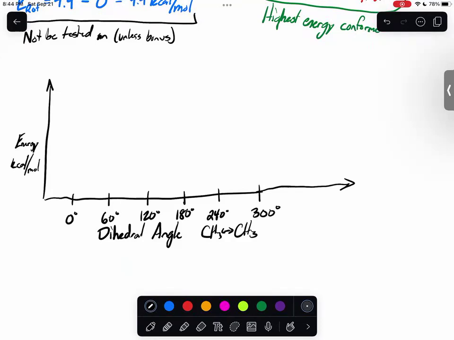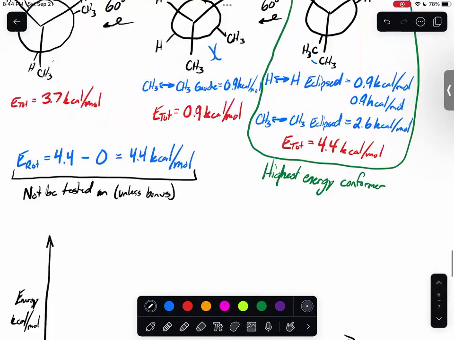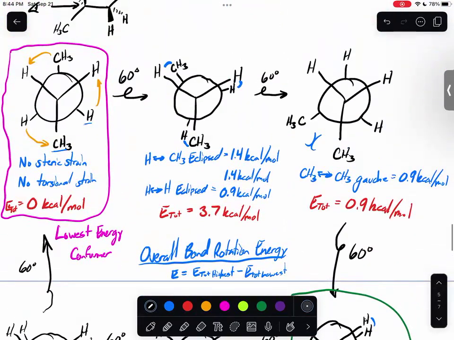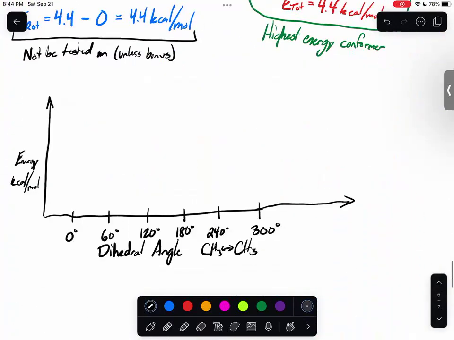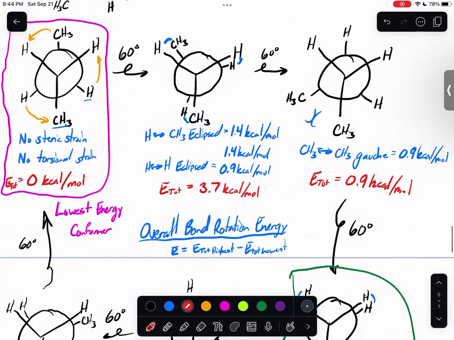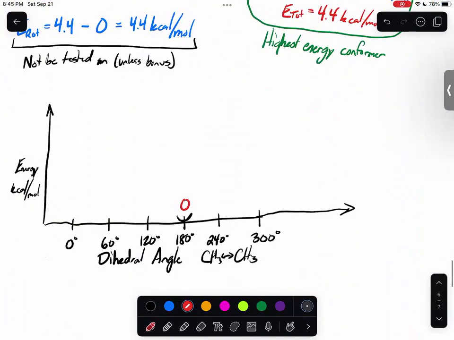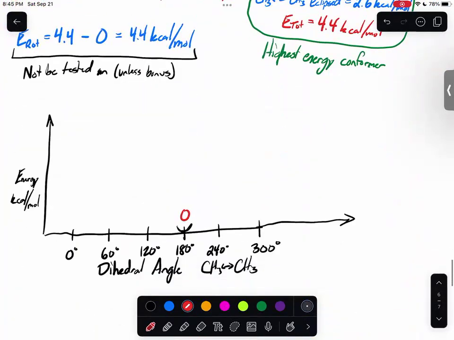So let's take a look back up here. Our lowest energy conformer, you'll notice, is where the carbons, those CH3s, are 180 degrees apart. All right, so we're going to draw that over here where our 180 is. That's our value of 0. Now then, if we look at the rotation from this, one rotation is going to put us in a position where we're essentially looking at the carbons being 120 degrees away from one another. So at 120 degrees, it's at 3.7 kilocalories per mole, right?